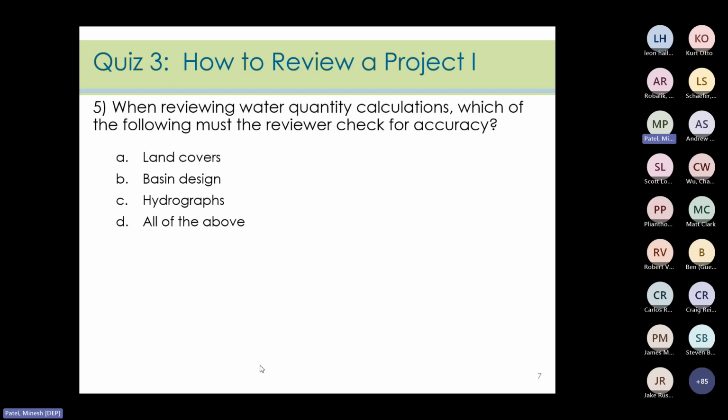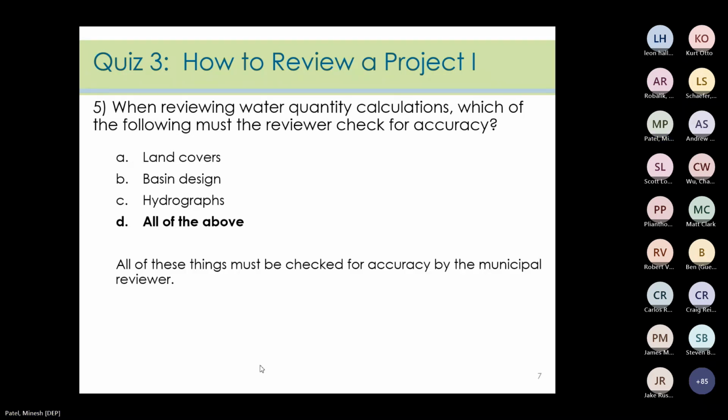Question 5, when reviewing water quantity calculations, which of the following must the reviewer check for accuracy? And the answer is actually all of them. It's D. There are various things you need to check, and land covers, basin design, and hydrographs must all be checked for accuracy when you do a site review for water quantity.